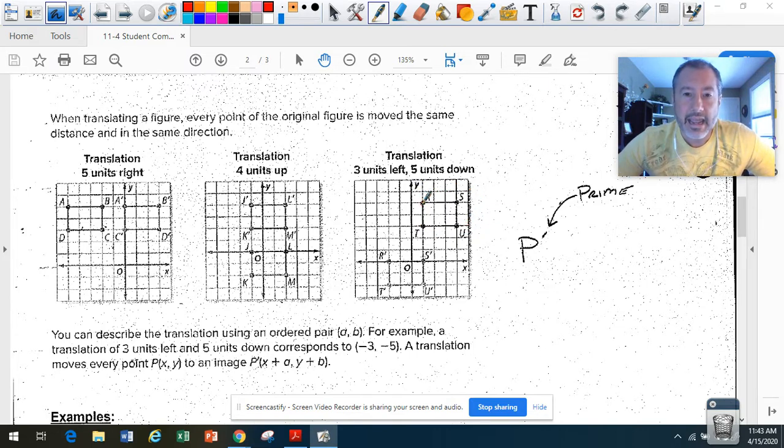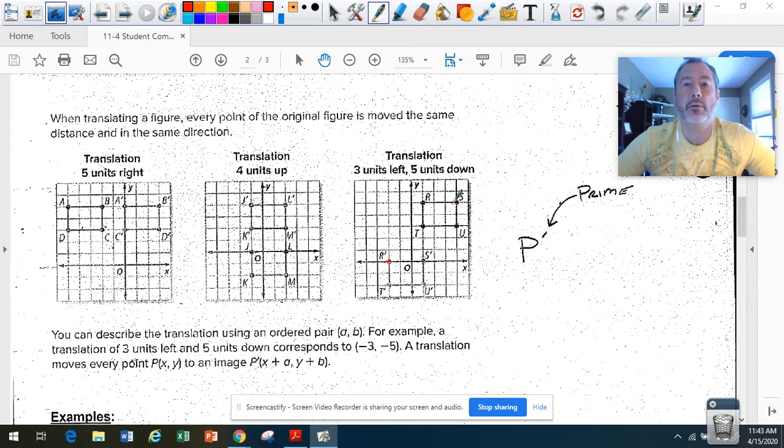Okay, it says, hey, to move it R, I have to move it left 3. So I move it left 3: 1, 2, 3. Now it says move down 5: 1, 2, 3, 4, 5. Right here. Here is my new R prime right here.